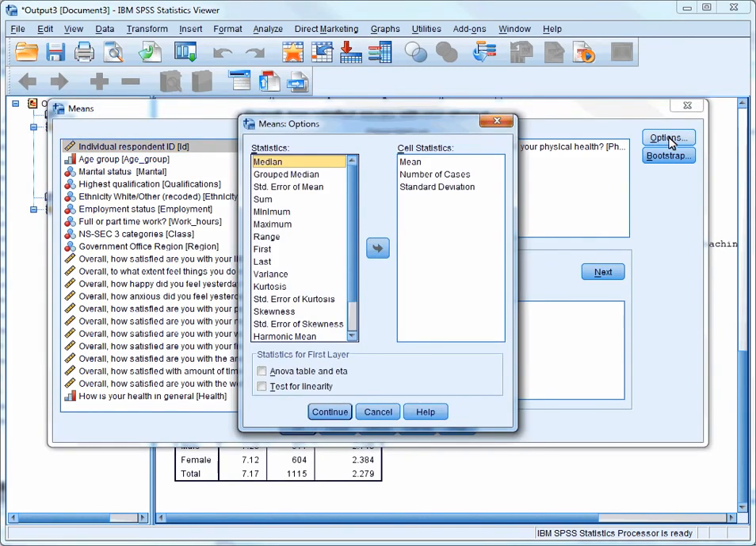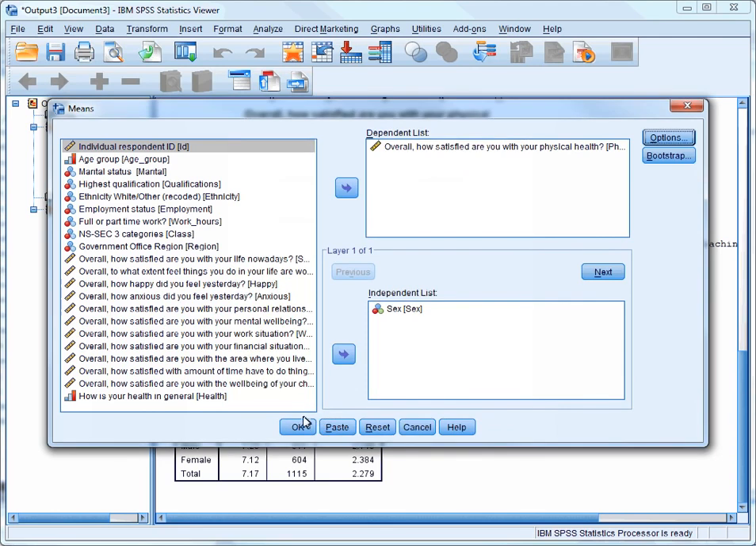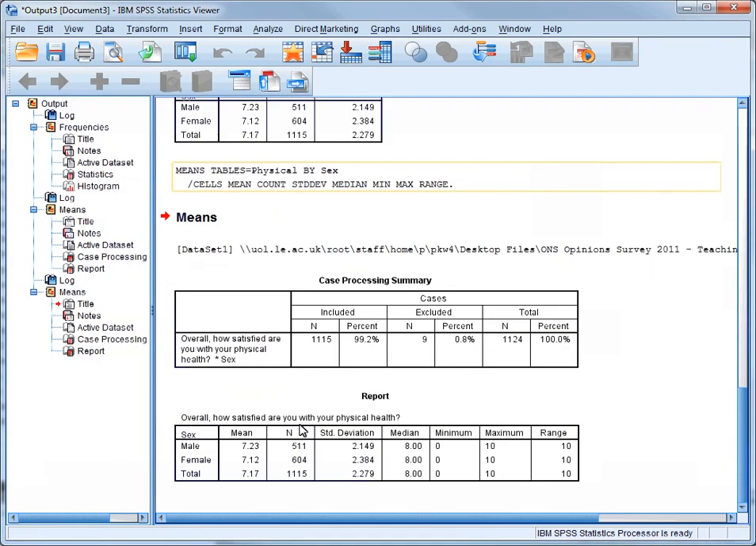This time, we're going to select some of the other statistics from the left-hand column and ask SPSS to calculate these for us. So first, select the median and transfer it to the Cell Statistics box with the button in the middle. Do the same for minimum, maximum, and range. Press Continue and then press OK.